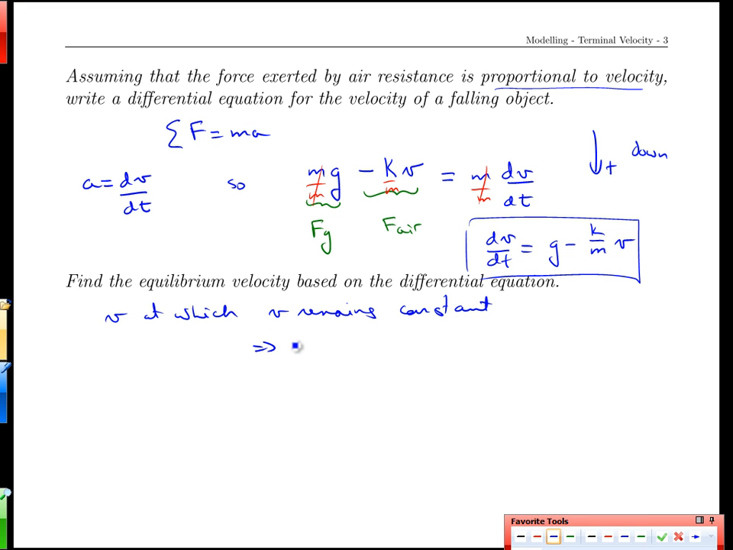Or, what does that mean? The derivative of the velocity would be zero, or zero acceleration. If we have that type of scenario, then this would be our result. At equilibrium, the derivative is 0. We merely have g minus k over m v.